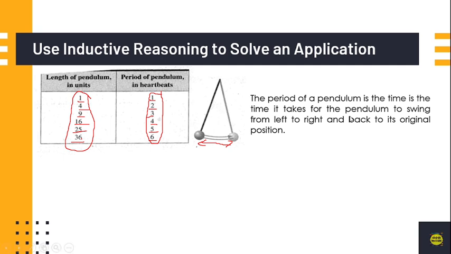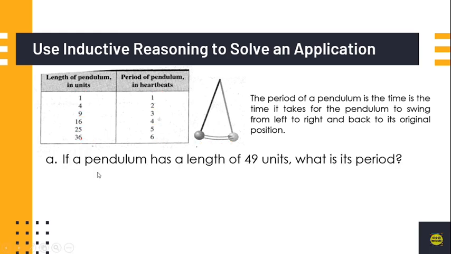So the period of the pendulum is the time it takes for the pendulum to swing from left to right, and back to its original position. So first, if a pendulum has a length of 49 units, what is its period? 49 units daw yung length ng pendulum natin. So what is its period or the heartbeat of that pendulum?